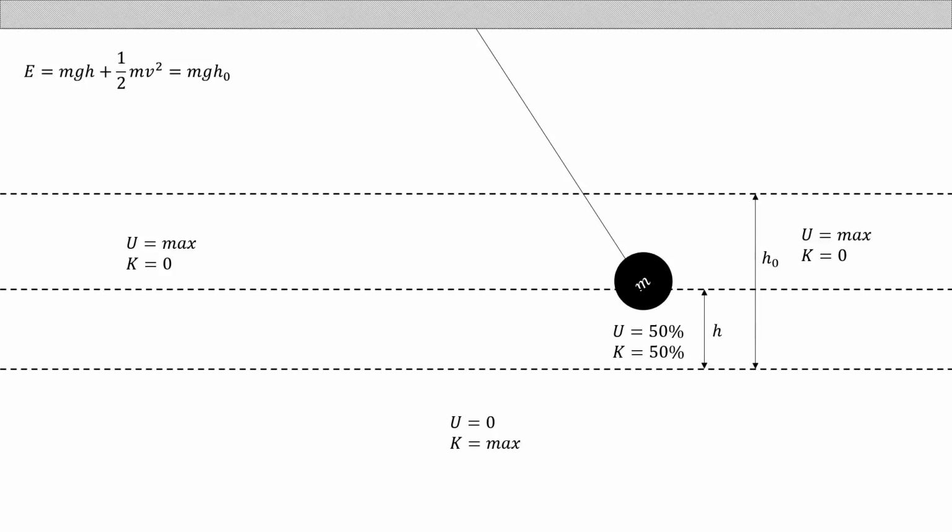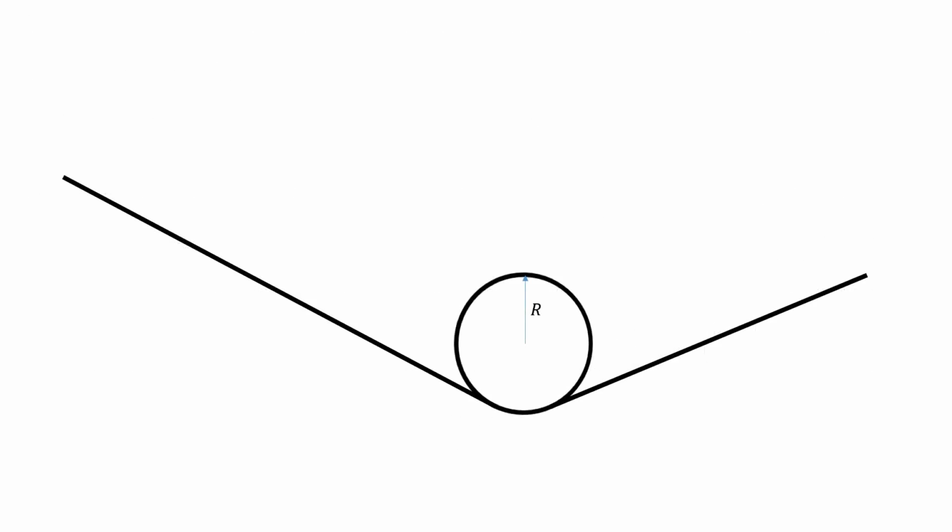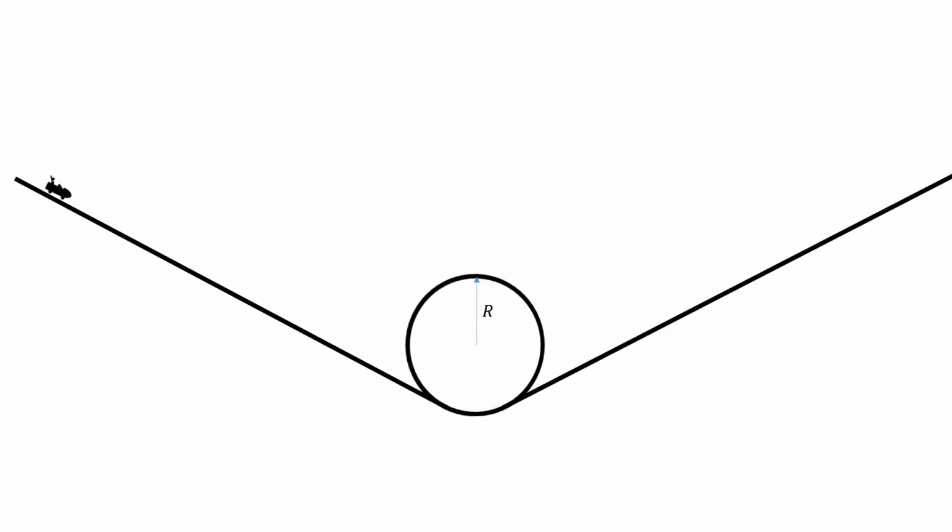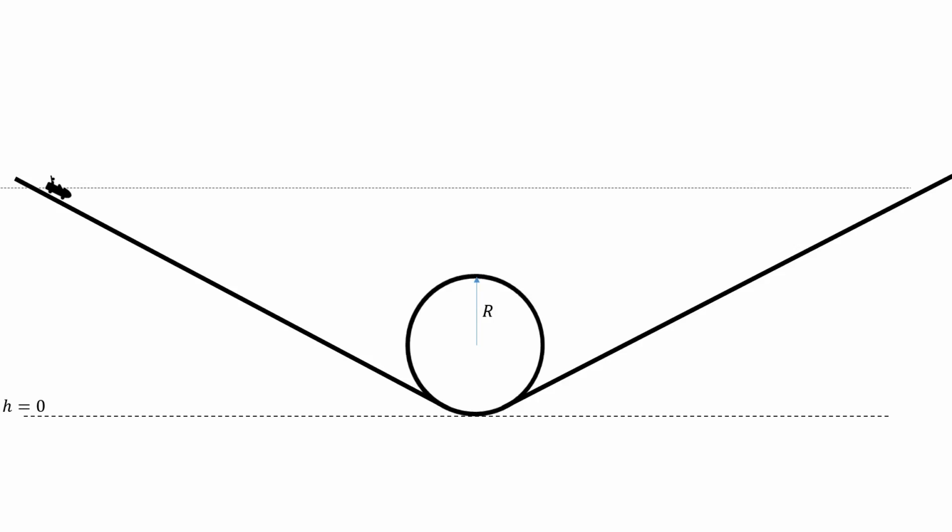If we know the height we started from, we can quickly determine the speed of the bob at any given point in its swing. As another example of applying conservation of energy, consider a roller coaster-like track. A roller coaster car starts from rest on the track, high enough that it completes the entire loop. If we call the bottom of the loop h equals 0, then, initially, the car-Earth system has potential energy equal to mgh, where m is the mass of the car and g is the acceleration due to gravity.